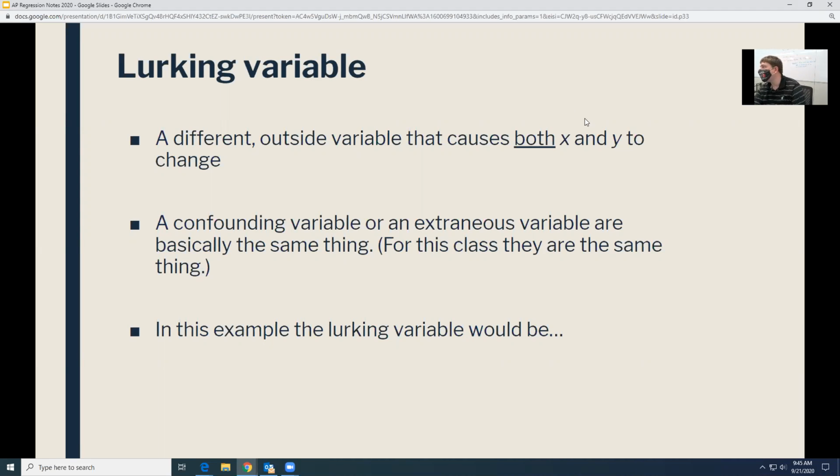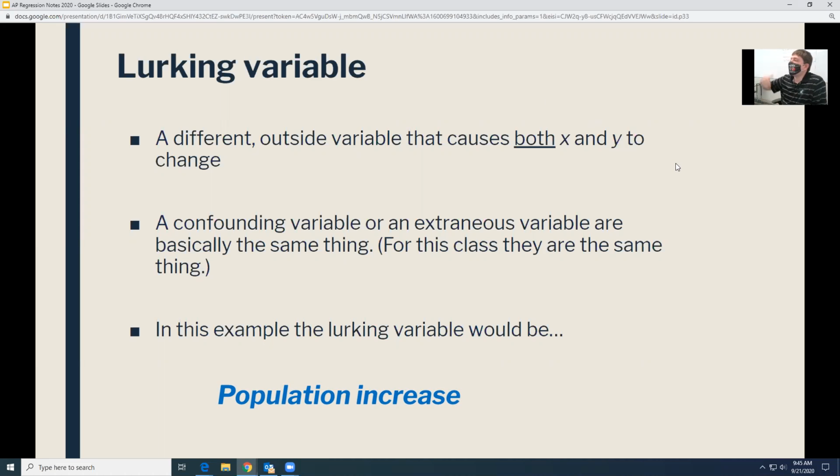And we have to be careful, because it's not necessarily true that X is causing Y to change, but it is very, very strongly related to Y. So an example of a lurking variable in this particular format would be something like population increase.